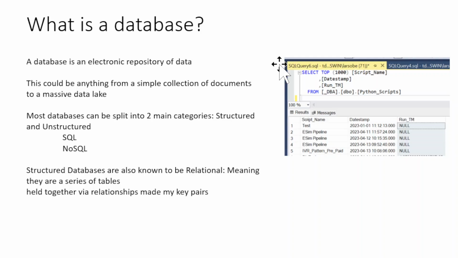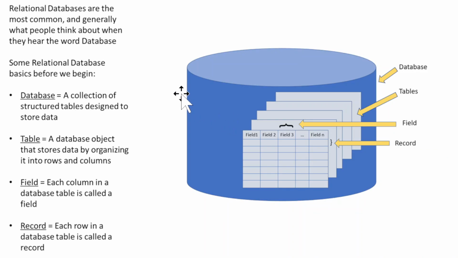Structured databases are also known to be relational, meaning they are a series of tables held together by relationships made of key pairs. And you'll get sick of key pairs by the time I'm done, but this is just the introduction, and we'll get deeper into it as we go. Relational databases are the most common and generally what people think about when they hear the word database. Think of the Excel file, the two-dimensional table, as we call it.